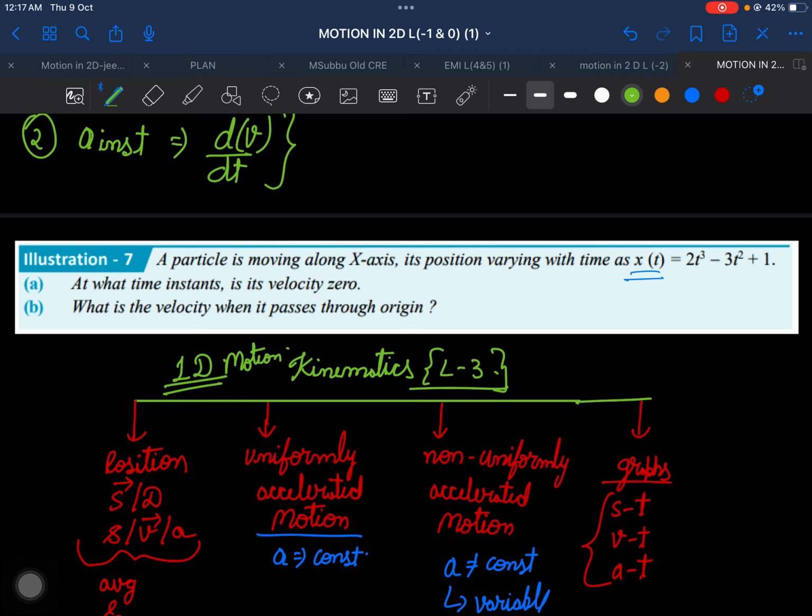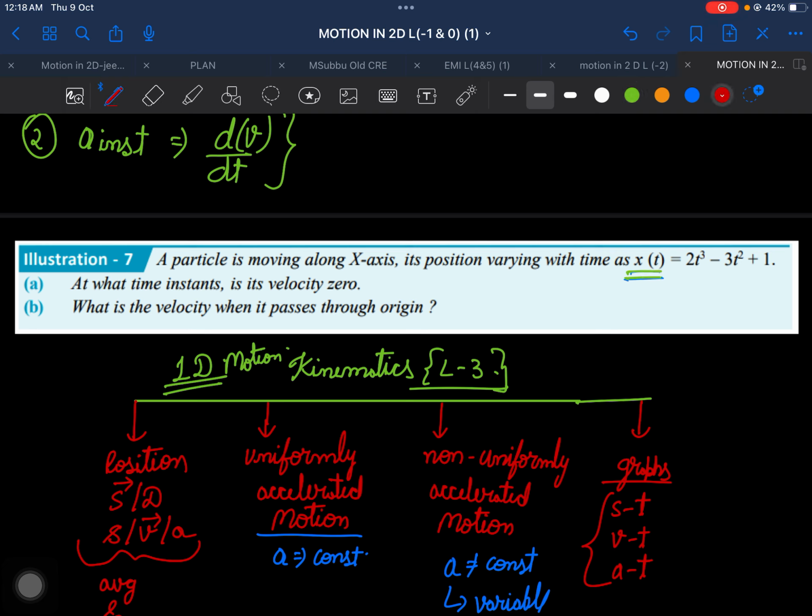So here in this question, a particle is moving along the x-axis, its position varying as x(t), the position vector, which depends on time, right? So x(t) is equal to 2t cube minus 3t square plus 1, right? So this is your position. In the question it has been asked at what time instant is its velocity 0. So this is your position vector, right?